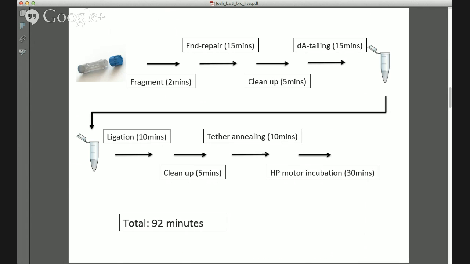So we took the DNA, we put it through the standard Oxford Nanopore library preparation, which you can see here outlined. It uses the G-tube with end repair, A-tailing, and ligation. It takes about 92 minutes. This week we've just taken delivery of the new sample prep kits, and that takes it down to 62 minutes by the loss of the HP motor incubation. It's now pre-bound to the hairpin.